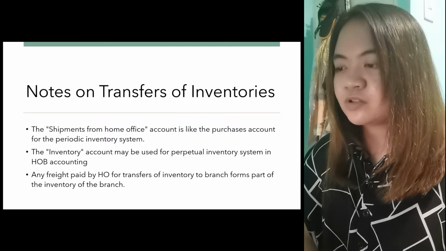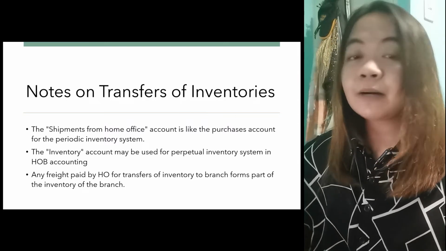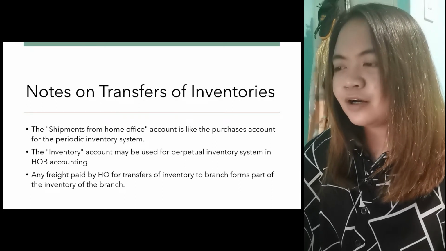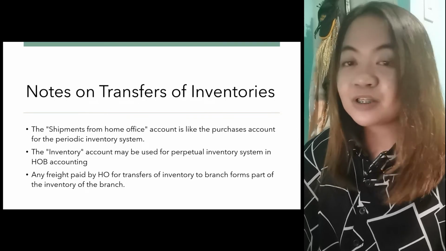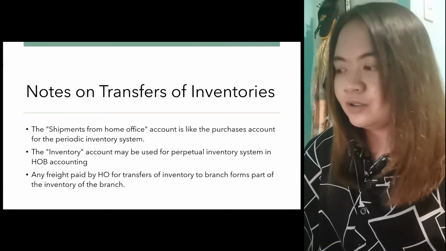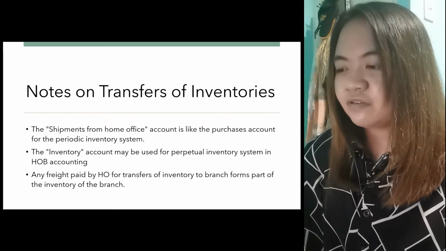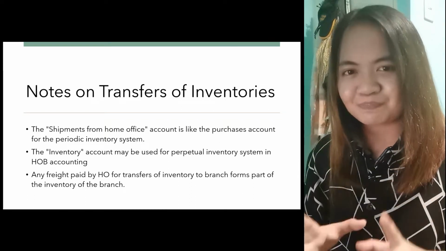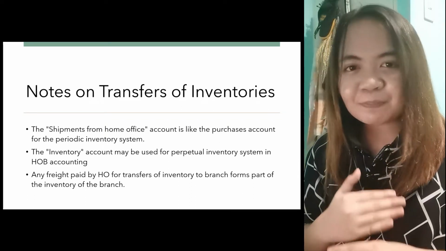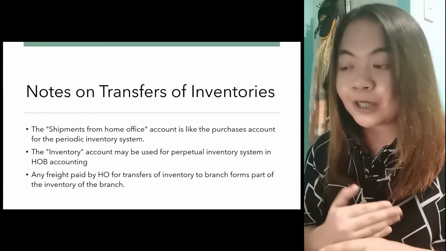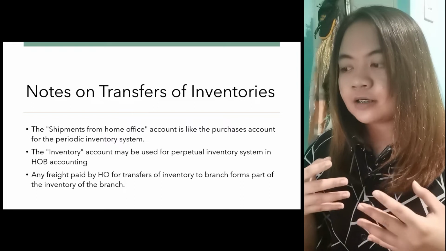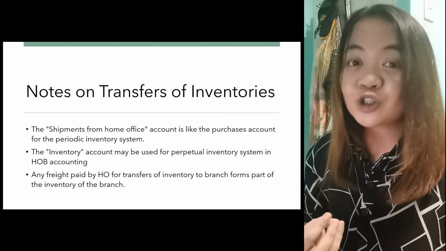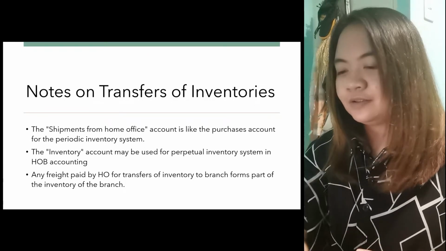Then, the inventory account may be used for perpetual inventory system. Pag perpetual inventory system, inventory na lang daw gamitin. Pero, for the sake of specifics, shipments from home office laging ginagamit. Okay, any freight paid by the home office on transfer of inventory to branch forms part of the inventory of the branch. Yun nga, kung nasaan si shipment, nandun din si freight, kasi part na siya ng inventory ng branch. Parang added cost ng inventory. Ano yung freight? Parang shipping cost. Okay, parang ganun lang. Okay?